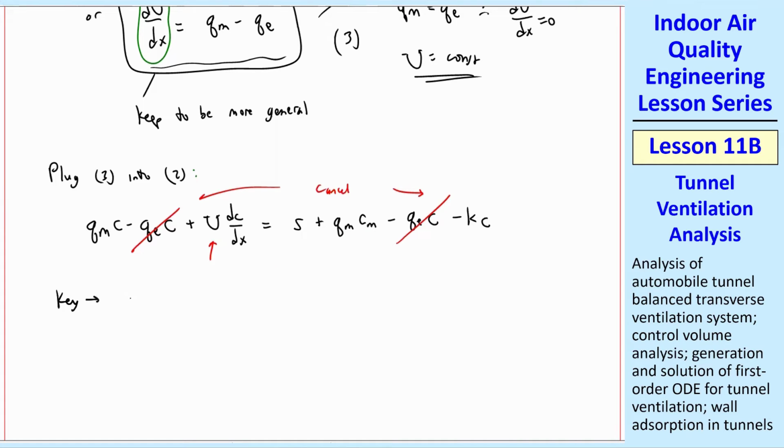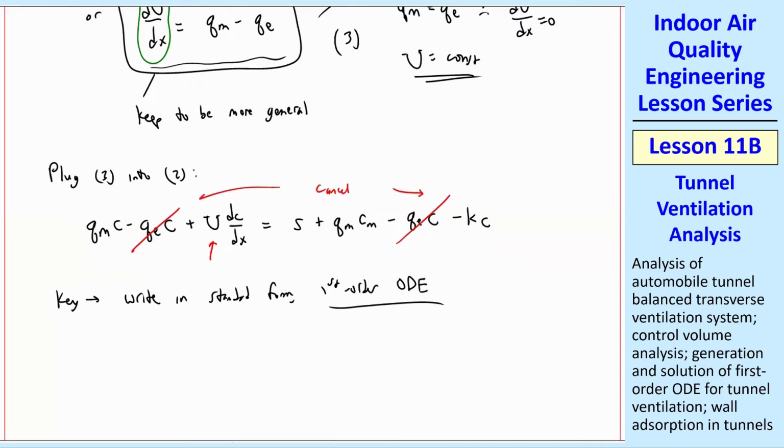Another key is to write in standard form, and we see that this is a first order ODE. How do I know it's first order? Well, I see a dc dx. I don't see any d squared c dx squared terms, so that means it's first order, not second order. And this is a function only of x, so it's a first order ordinary differential equation.